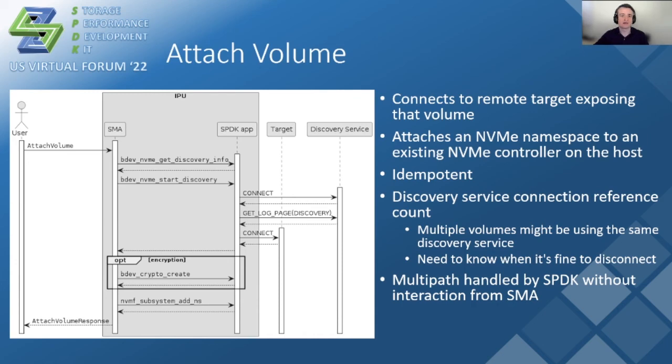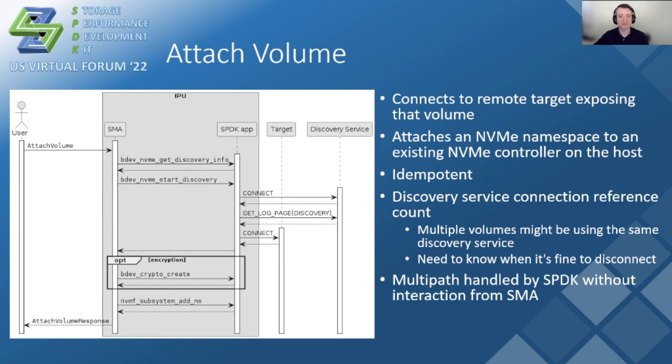So as I've mentioned earlier, this consists of two steps. First, connecting to the remote storage that actually presents the volume, and then attaching that volume to a device, exposing it to the host. And similarly to create device, attach volume is also idempotent. So when a user sends this attach volume RPC, SMA will request the SPDK application to connect to a discovery service, provided it's not connected to it already.